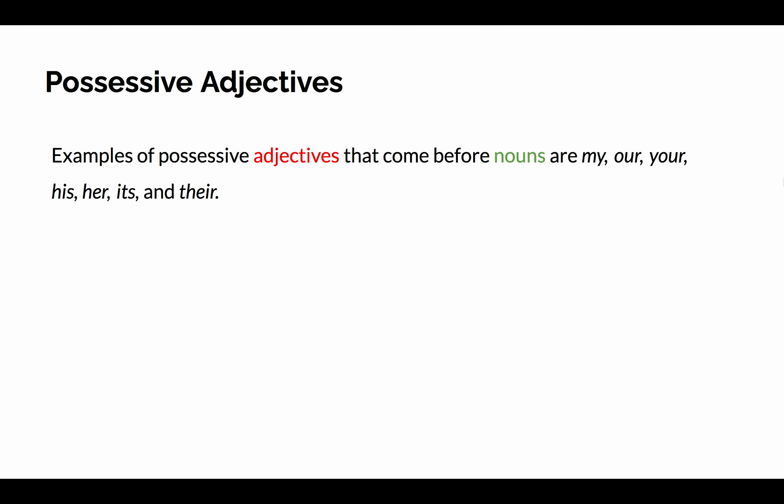Possessive adjectives. Possessive adjectives are another way of showing ownership. Examples of possessive adjectives that come before nouns are my, our, your, his, her, its, and their. Let's look at some examples.